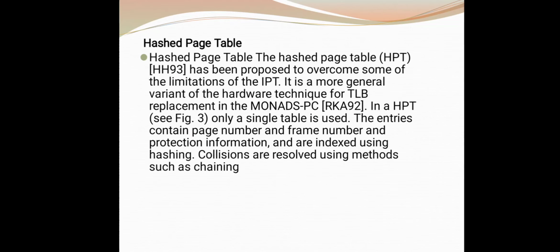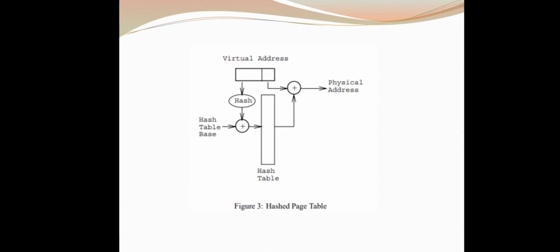Hash page table. This is another technique to overcome the problems of implementation. The hash table has been proposed to overcome some of the limitations. It is a more general variant of the hardware technique for TLB replacement in the MIPS. The entry contains page number, frame number and protection information, and entries are indexed using hashing. Collisions are resolved using methods such as chaining. The following diagram shows the virtual memory issues of implementation using hash page table.